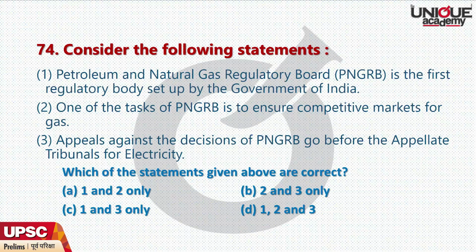And see, statement number 3 is quite tricky and quite difficult. Appeals against the decisions of the PNGRB go before the Appellate Tribunal for Electricity. Now, this particular statement is true, but you will figure it out only if you go through a thorough reading of the PNGRB Act itself. In the Act, it is mentioned that appeals will go to the Electricity Tribunal. So, statements 2 and 3 are true, and you get option B as the answer. But the point is this particular question is very tricky. If you don't know the substance of it, you could easily go wrong.